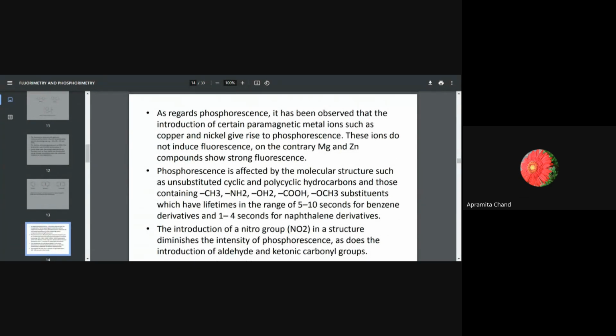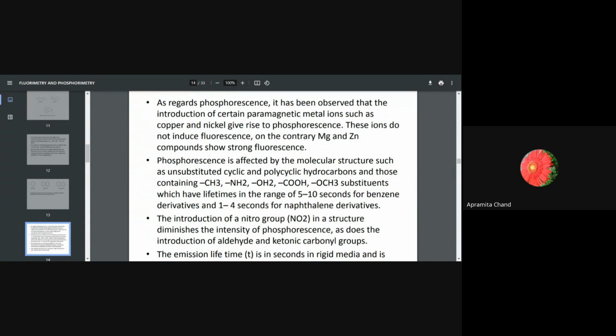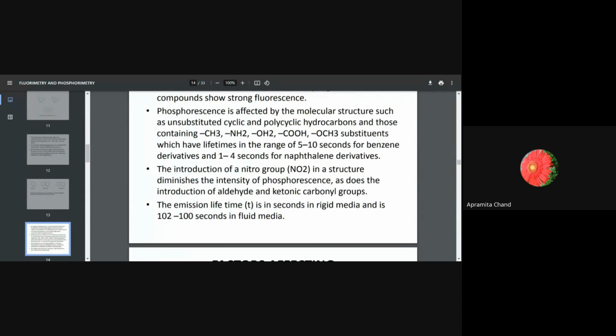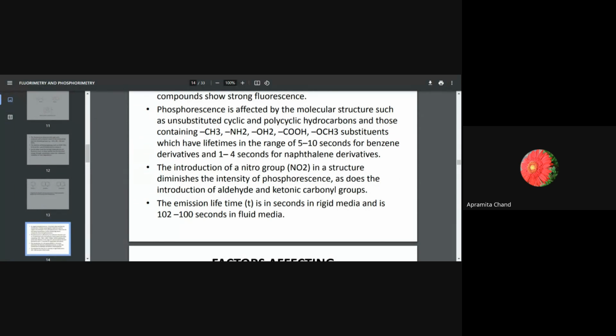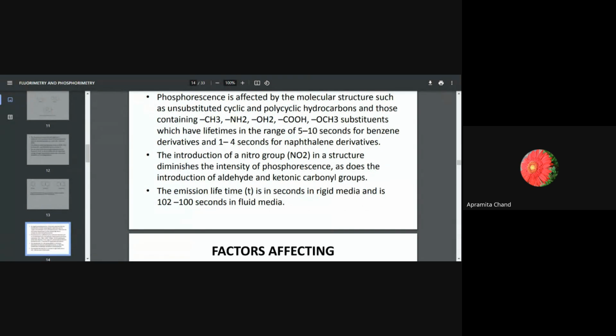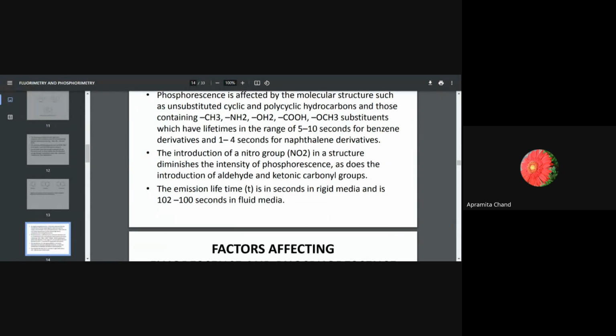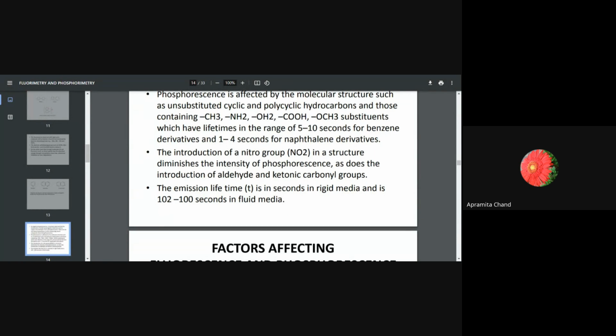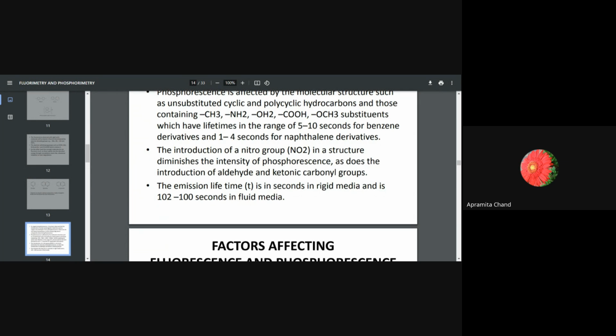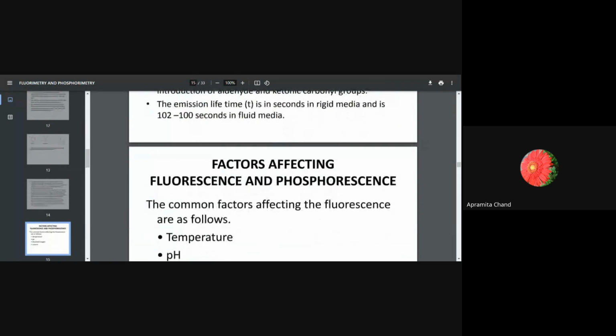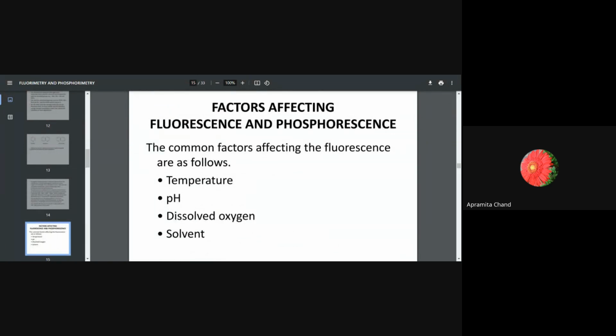Now, what enhances phosphorescence? If you have certain paramagnetic metal ions like copper and nickel, then they can enhance the phosphorescence. Also, if you have a molecular structure like cyclic, polycyclic hydrocarbons with substituents like CH3, NH2, OH, COH, OCH3, which have lifetimes in the range of 5 to 10 seconds for benzene derivatives and 1 to 4 seconds for naphthalene derivatives, then you can get a strong phosphorescence. Also, if you have an electron withdrawing group like NO2, then that will diminish the intensity of phosphorescence.